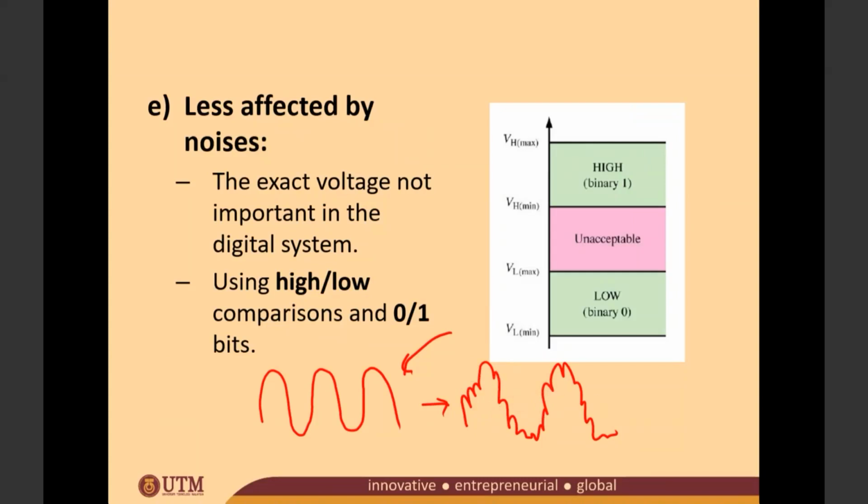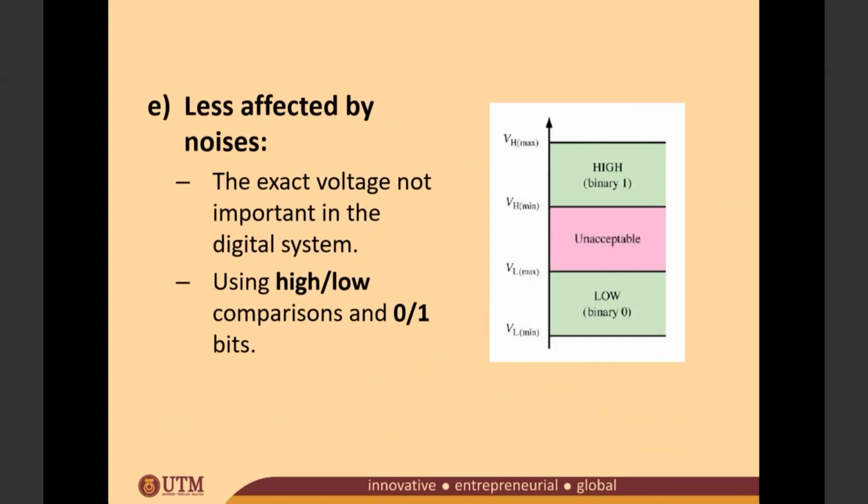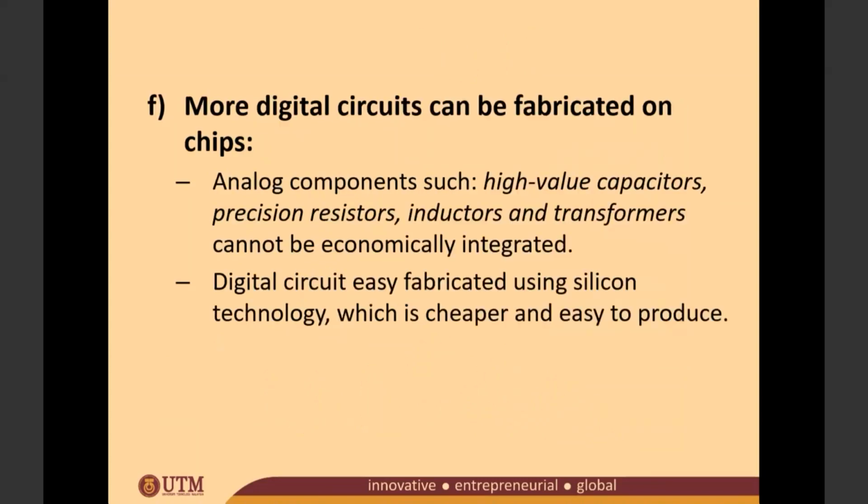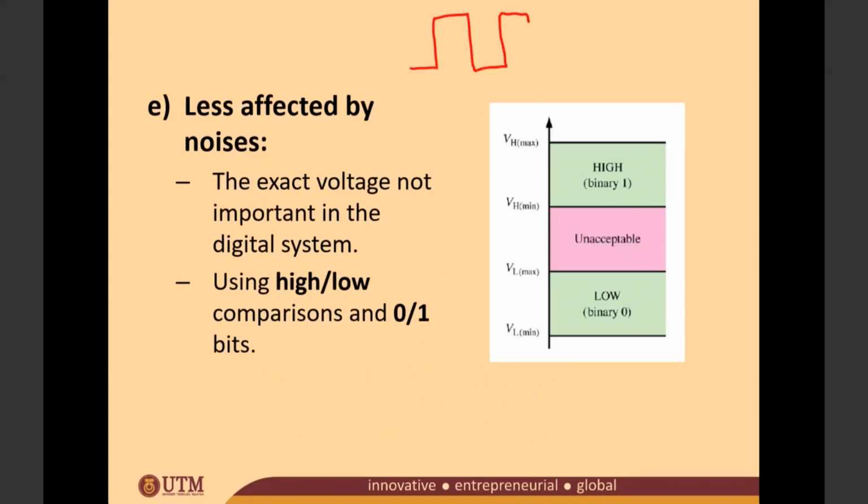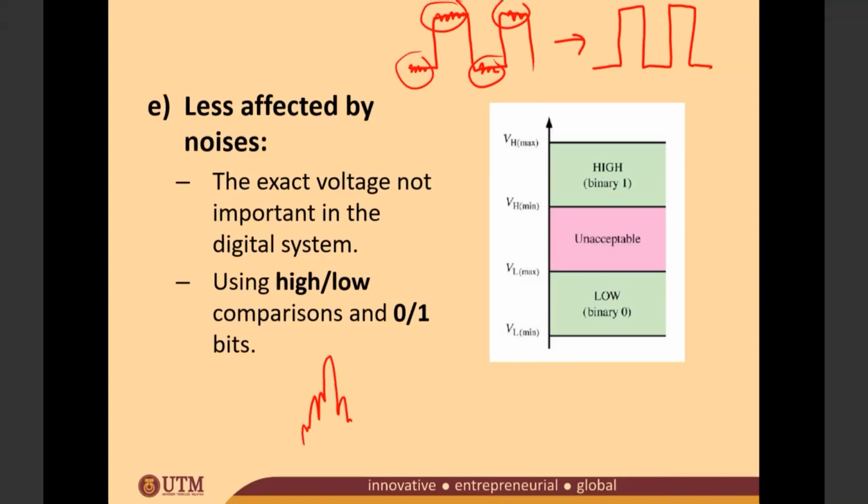But for the digital system, it only has logic 1 and logic 0. Even though there is noise here, it disappears. Even though there is noise at logic 0 and logic 1, this will still be considered as zero and one. So this noise will not affect the quality of the signal. Compared to analog systems, if you have noise, the noise will damage the quality of the signal.